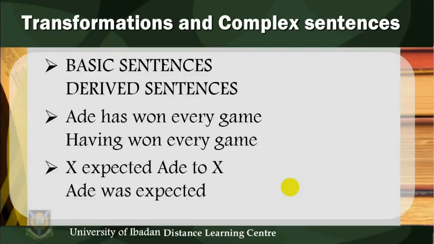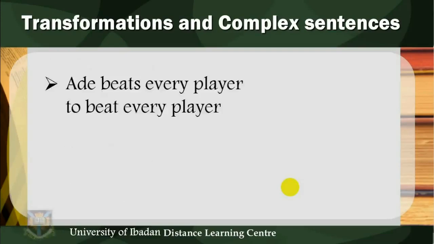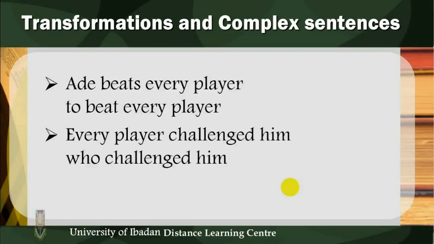Basic sentence: X expected Ade to X. Derived sentence: Ade was expected. Basic sentence: Ade beats every player. Derived sentence: to beat every player. Basic sentence: every player challenged him. Derived sentence: who challenged him.